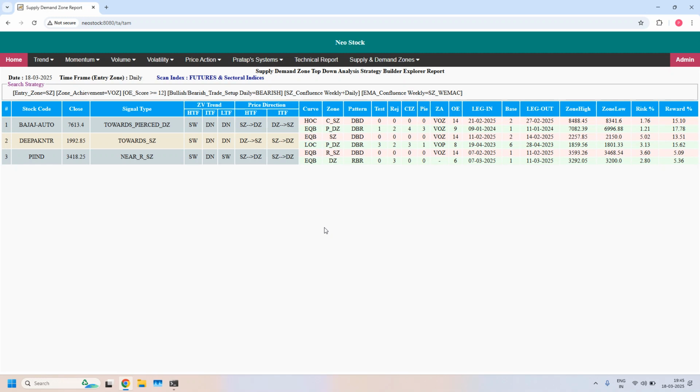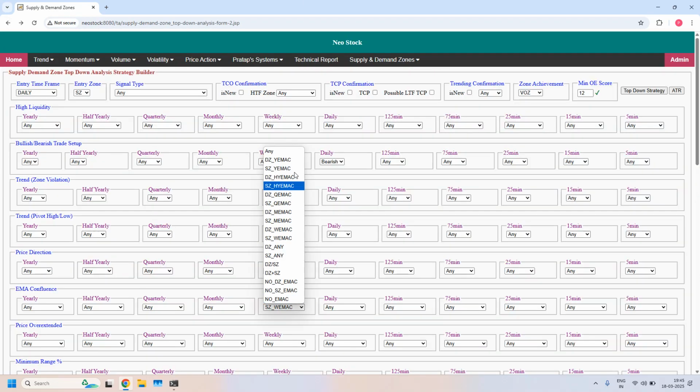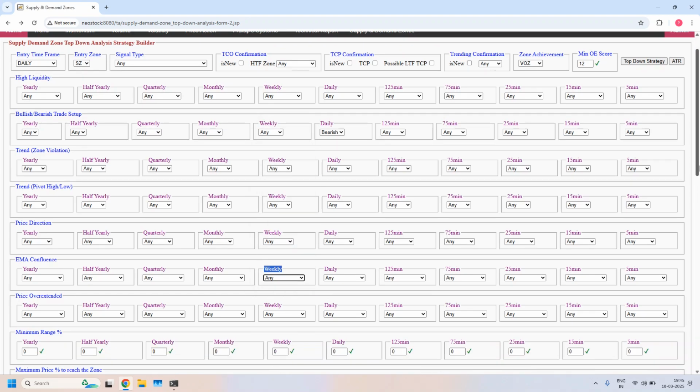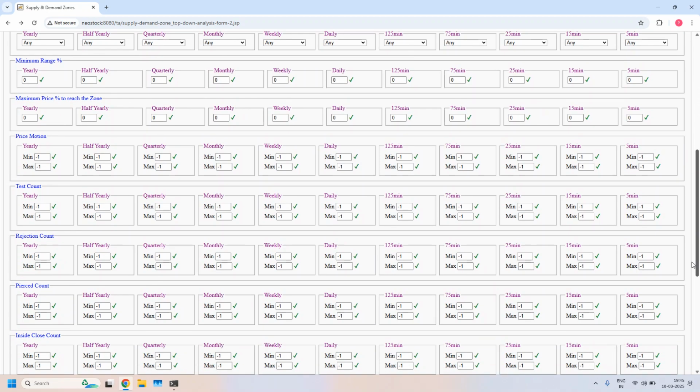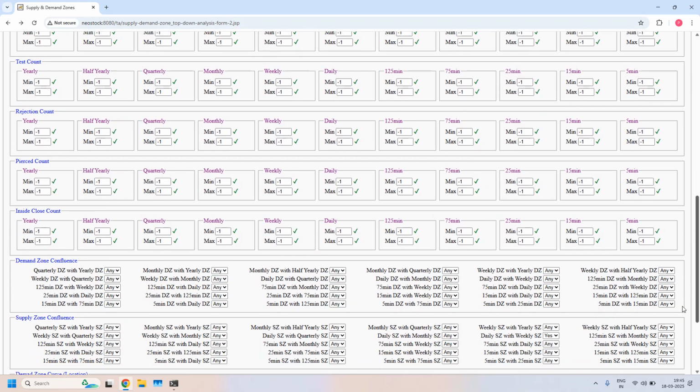Okay, next we will look into LTF, ITF and HTF supply zone confluence supported stocks. That is daily, weekly and monthly supply zone confluence supported stocks. Remove EMA filter. In the supply zone confluence, we should set 3 filters. First filter is already enabled, daily with weekly. Next, daily supply zone with monthly supply zone confluence. Weekly supply zone with monthly supply zone confluence.